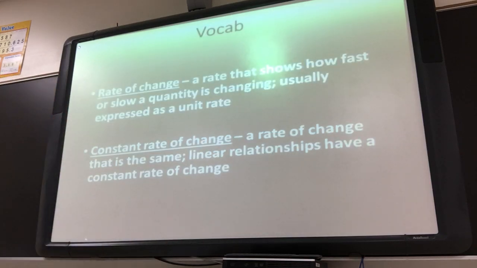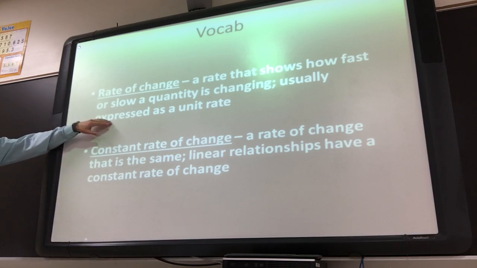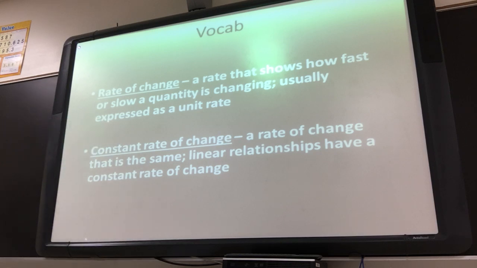So a rate of change shows how fast or how slow something is changing. And usually we express these rates of change as unit rates. So you all are very familiar with that. So a constant rate of change is a rate of change that is always the same. And one important thing to remember is linear relationships have a constant rate of change.